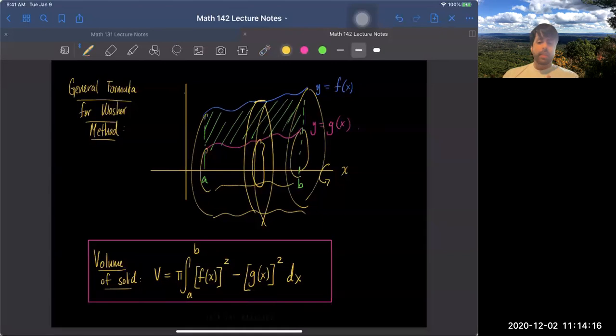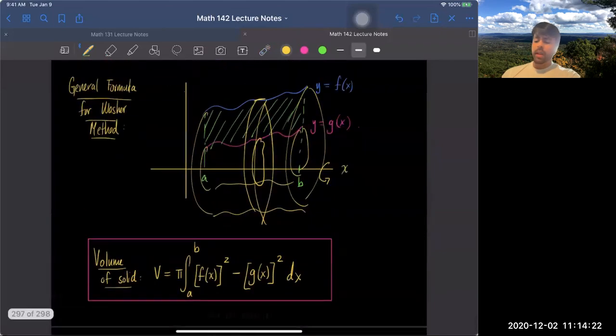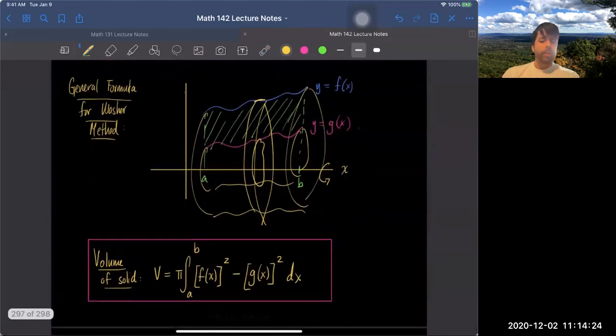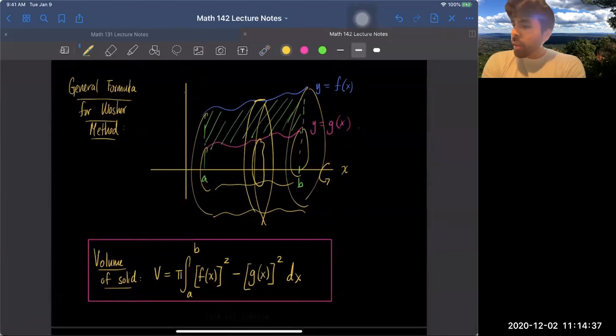So we talked about the disk method last lecture, and now we're talking about the washer method, which is really just an application of the disk method twice. We're taking the outer disk and subtracting off the inner disk. That's another way to think about the washer method. Okay?